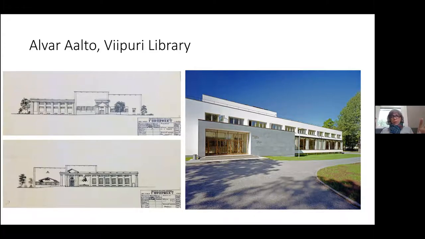And the Viipuri Library has a very interesting history in which Aalto did a scheme, which is the scheme you see on the left. And then the town had a new mayor or something like that. They didn't know whether they were going to have the money to do this or so on. So they shelved the project for a few years. And then when they came back to it, they switched the site. And when they switched the site, Aalto rejigged the design to some extent.